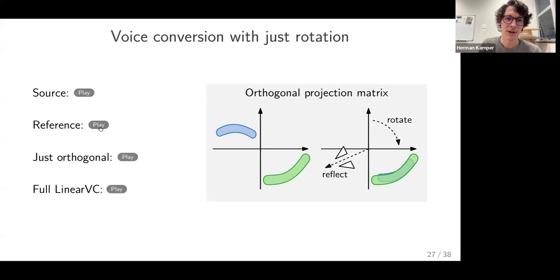So I'll play input, reference, and then I'll just play the orthogonal projection.